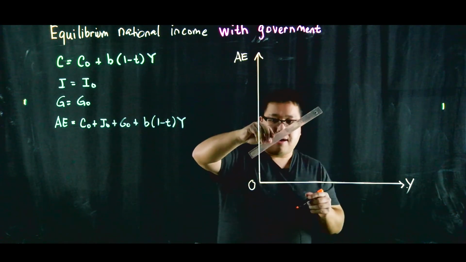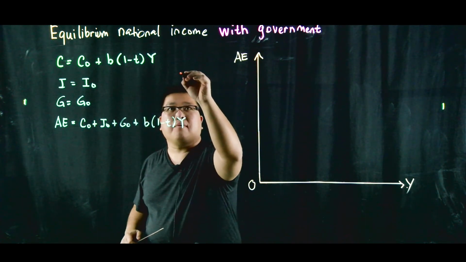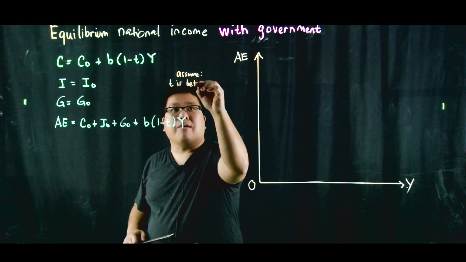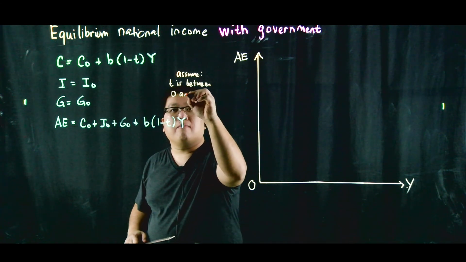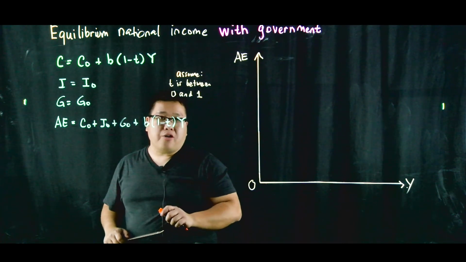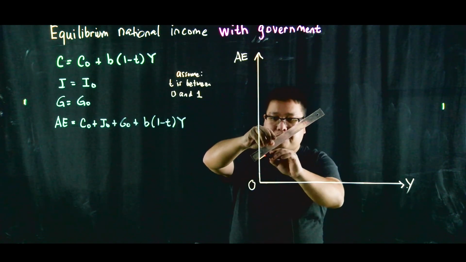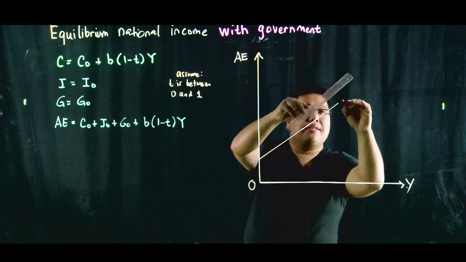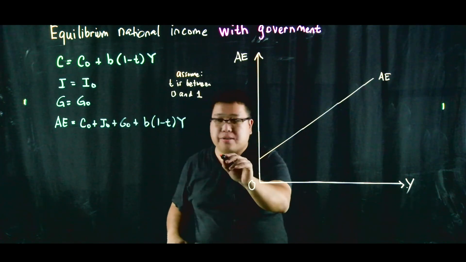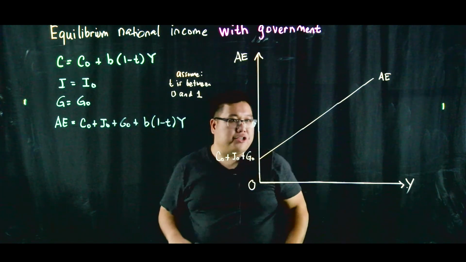So let's start. We're going to assume that T, or small t, is between 0 and 1. That way the slope of our aggregate expenditure function is upward sloping. So it slopes upward. All right, so this guy, this is our AE. And our autonomous expenditures would be here: C sub 0 plus I sub 0 plus G sub 0.